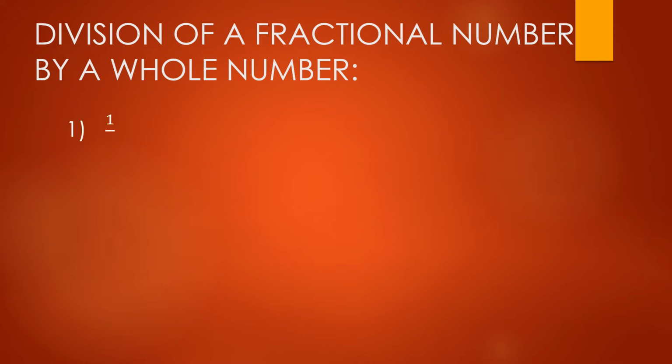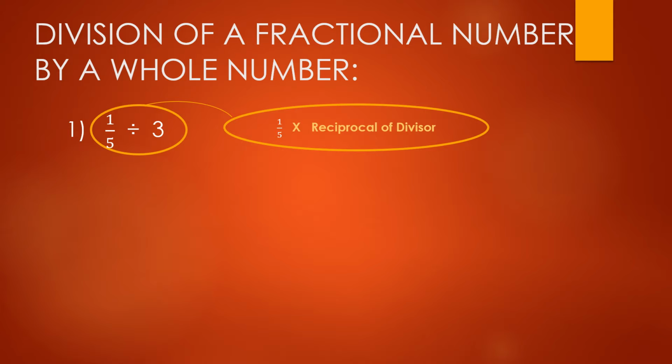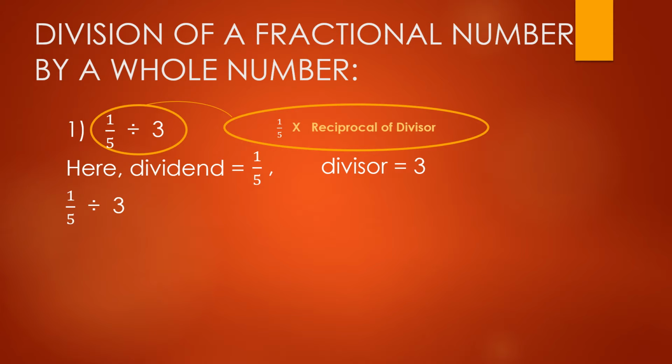Question number 1. 1 upon 5 divided by 3. Remember, in division, first change the division sign to multiplication sign and multiply by the reciprocal of the divisor. Here, dividend is equal to 1 upon 5 and divisor is equal to 3. Look, 1 upon 5 is a fractional number and 3 is a whole number. Now, rewrite the whole number 3 as a fractional number 3 upon 1 because any whole number divided by 1 is the number itself. So write 1 upon 5 as it is.